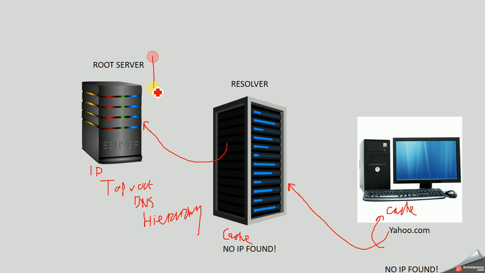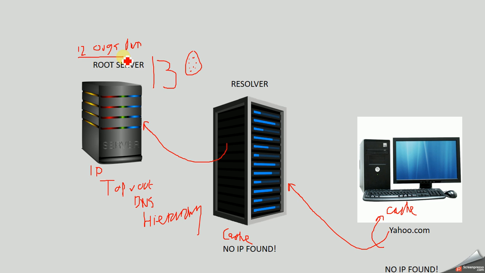In the world, there are 13 root servers, and they're strategically placed all over the globe. That is the Earth. 12 different organizations own a root server. So let's go through that again. The root server has 13 strategically placed all over the globe, and 12 organizations own a root server.